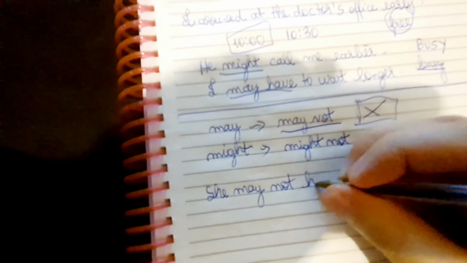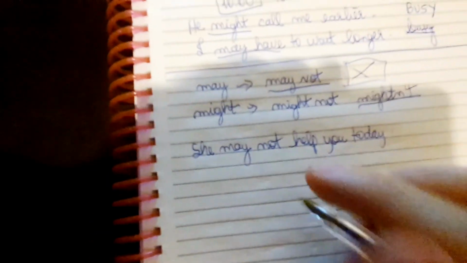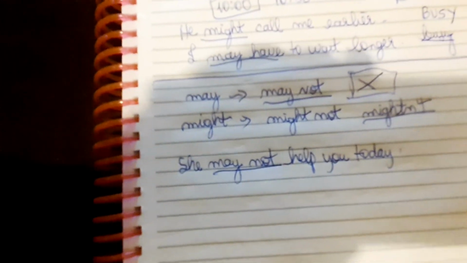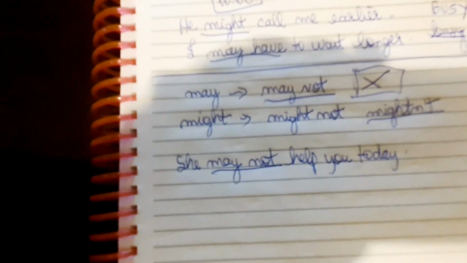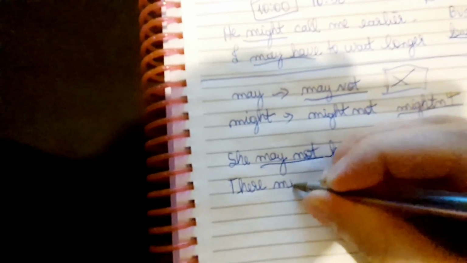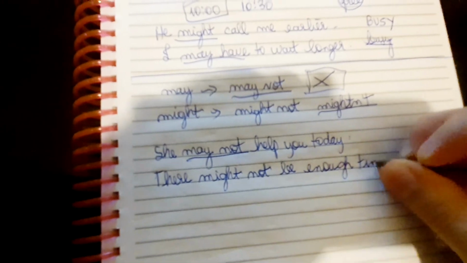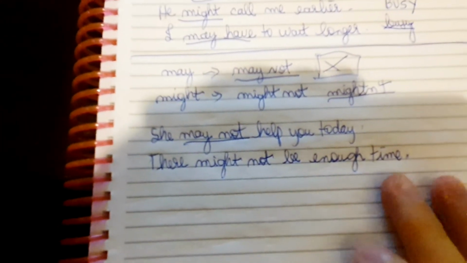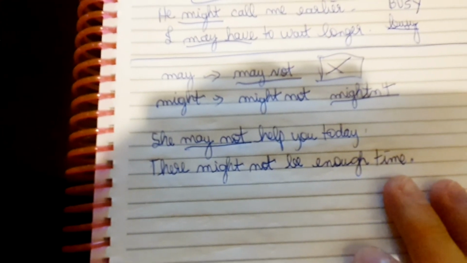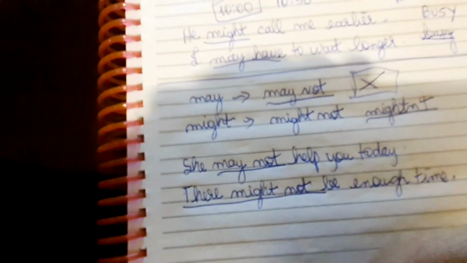She may not help you today. She's busy, right? She may not help you today. It's a possibility that she won't be able to help you, all right? There might not be enough time. The time is almost up, you are doing something, and then somebody says, oh, there might not be enough time to do the task. There might not be.